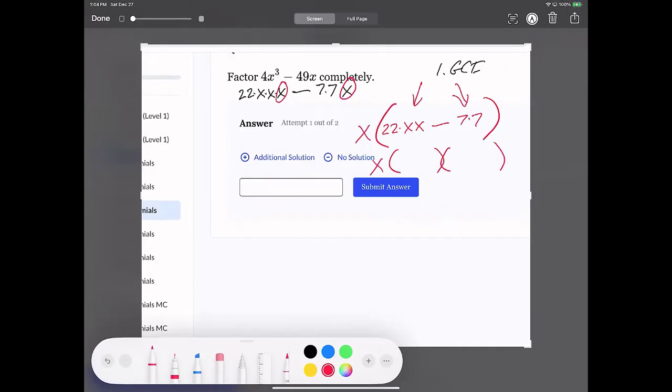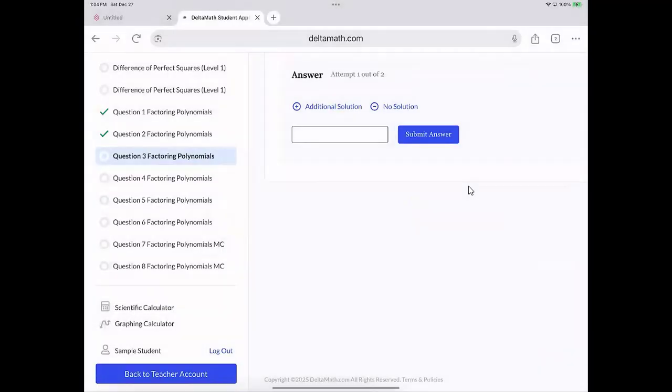This is going to be x. We put a 2 here, a 2 here, an x here, an x here, a minus, a plus, 7 goes here, 7 goes here. Can't do anything else. It's completely factored. That's what we're going to enter. So let's go over and do that real quick.